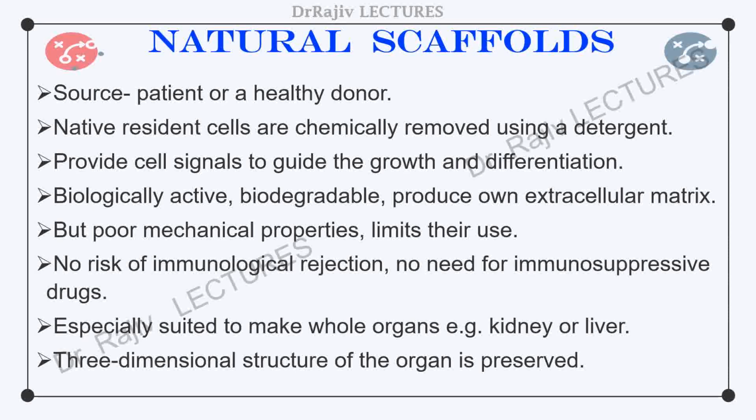They have the advantage of retaining the unique structural and functional architecture of complex tissues. They also provide key cell signals that guide the growth and differentiation of the cells used to repopulate the scaffold. Unlike synthetic scaffolds, natural scaffolds are biologically active and promote excellent cell adhesion and growth. They are also biodegradable and so allow host cells time to produce their own extracellular matrix and replace the degraded scaffold. However, scaffolds made from biological materials generally have poor mechanical properties, which limits their use, for example, in load-bearing orthopedic applications.